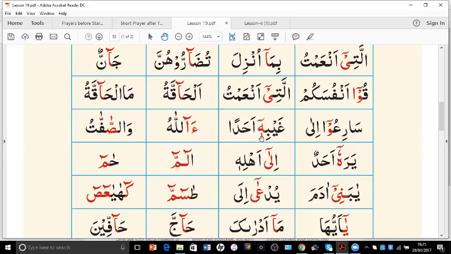The he has got to be stretched for at least 3 seconds. Ghaibihi ahada. Ghaibihi ahada. Well done. Okay, if I can now have your sister.